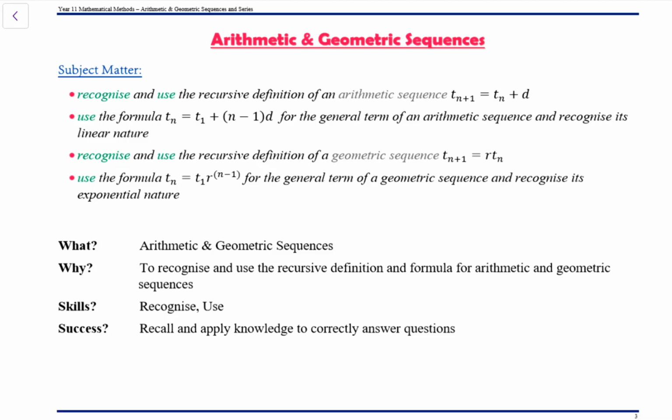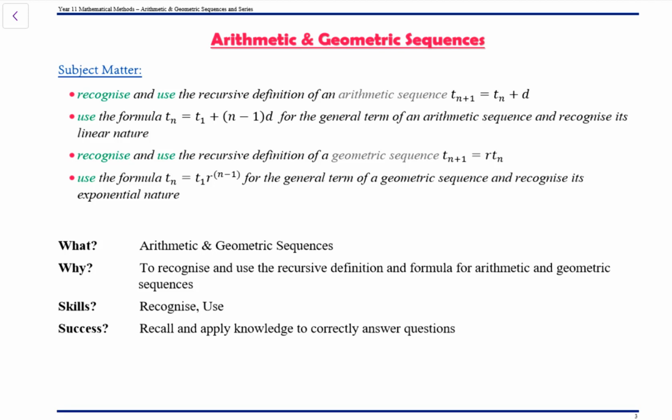This video covers arithmetic and geometric sequences, and our subject matter from QCAA is recognise and use the recursive definition of an arithmetic sequence, use the formula for an arithmetic sequence and recognise its linear nature, recognise and use a recursive definition of a geometric sequence, and use the formula for a geometric sequence. Now, all of this has been put in the one section, arithmetic and geometric, so you can see the difference between the two and identify whether you're dealing with an arithmetic or geometric sequence.